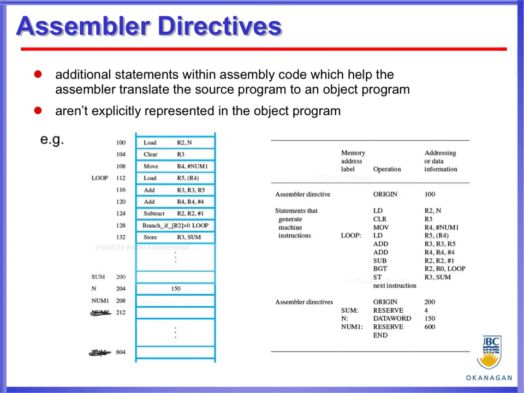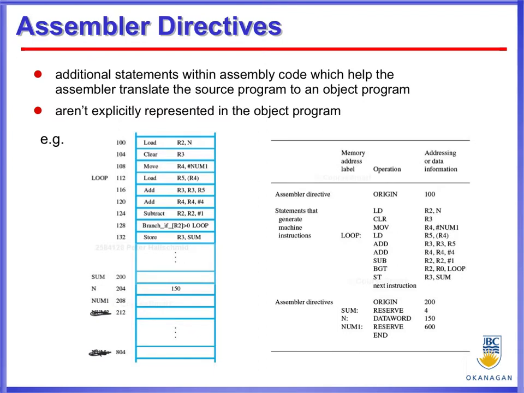What was data word again? Data word just means the actual value, it's like initializing the variable. So give it the value 150. Whereas reserve just means reserve this many bytes for this label. So the reserve is like declaring a variable. Data word is like declaring it and initializing it. Okay.